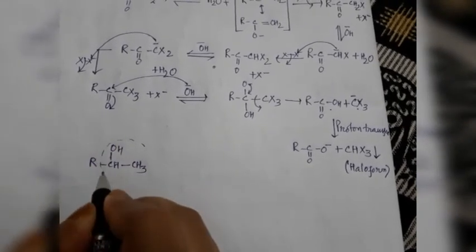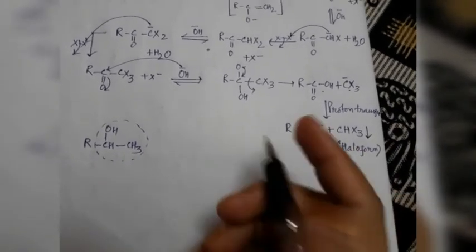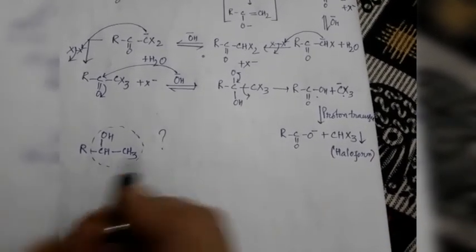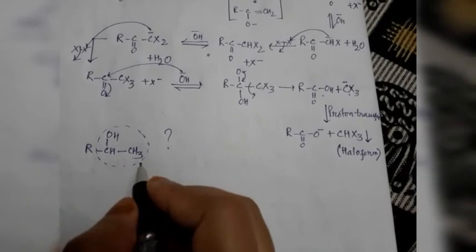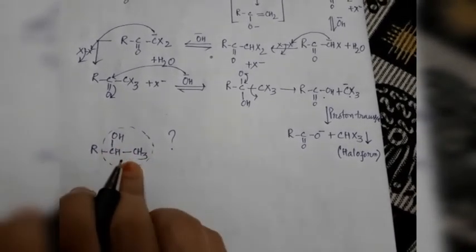RCHOHCH3. Because of the presence of the CHOHCH3 group, they show a positive haloform test. The question is why. So now I'm going to tell you why. Here is one mechanism I'm going to show you.